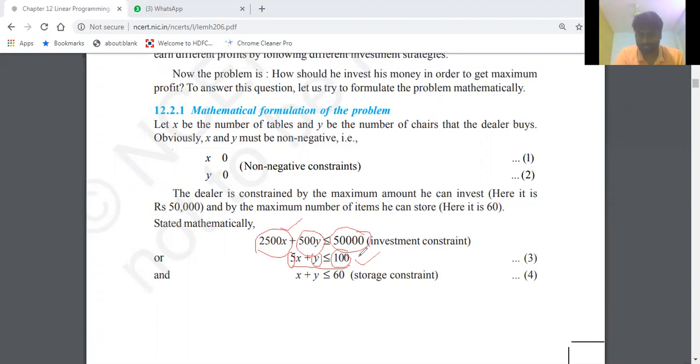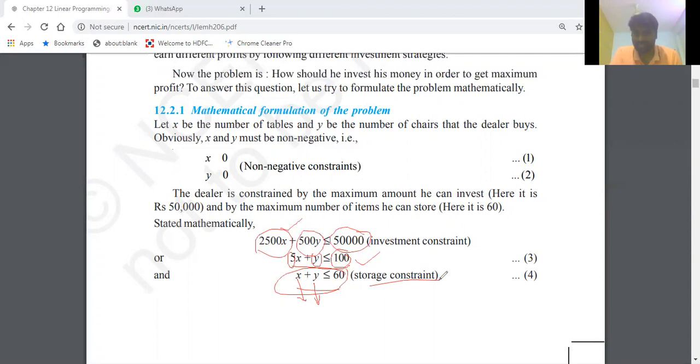Okay. Now let us see. x plus y, this is not the objective function. Let me explain. So now x plus y less than or equal to 60. What is x? Number of tables. What is y? Number of chairs. Total number of items should not exceed 60. So x plus y, total number of items should be within that 60, less than or equal to 60. That is the storage constraint. These inequalities are called constraints.